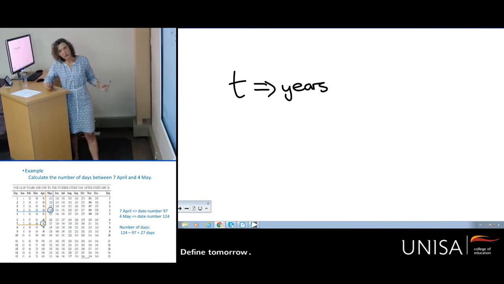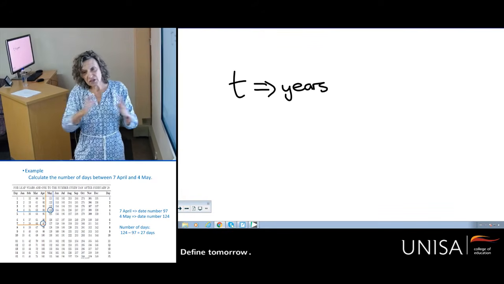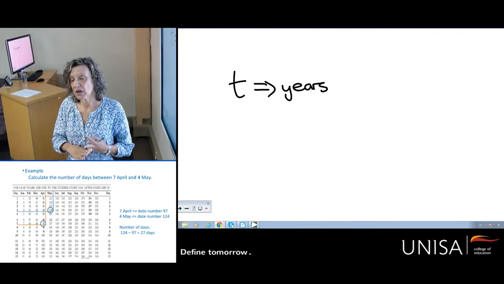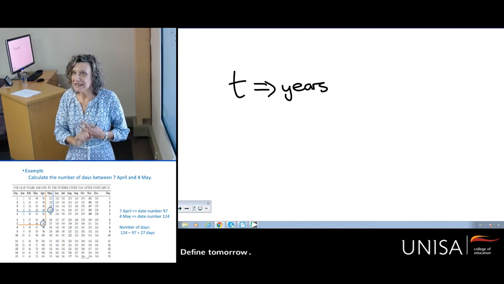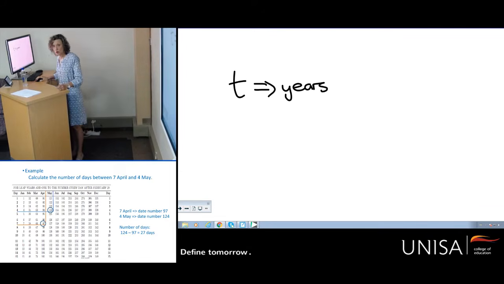Now, if you still want to use your fingers, you're welcome. But as I said, especially if the term is very long, you might get confused. And if you use your fingers, remember, you count the first day, but never the last day. That's just a rule that they're using.